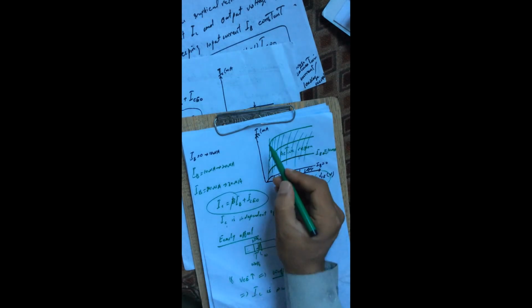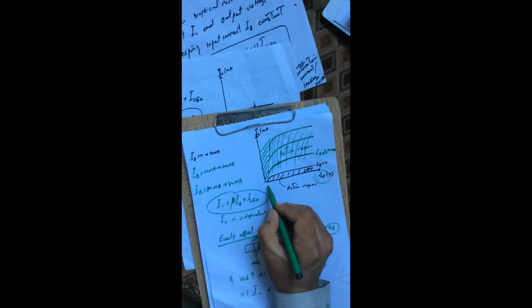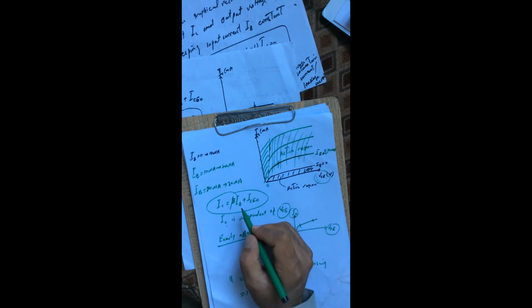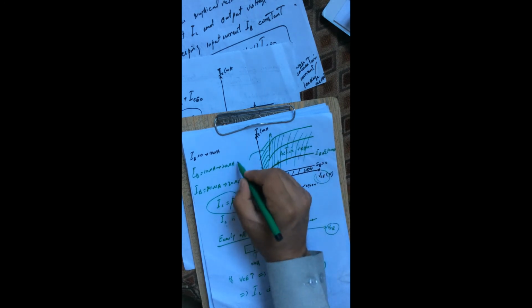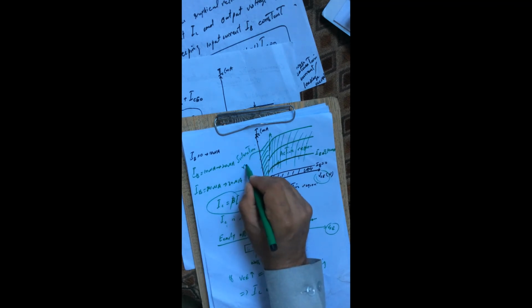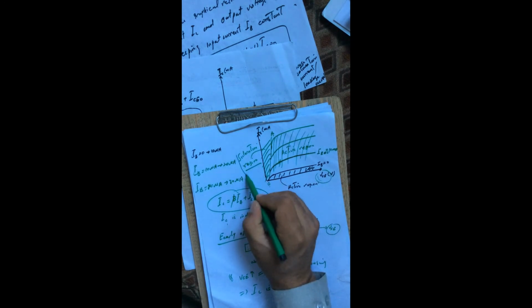Now the region left here, let's say this is the point O, and this is the point A, this region is called the saturation region. And this is the region between the knee voltage and the knee line OA. Now in this region, both the junctions J1 and J2 are forward biased.